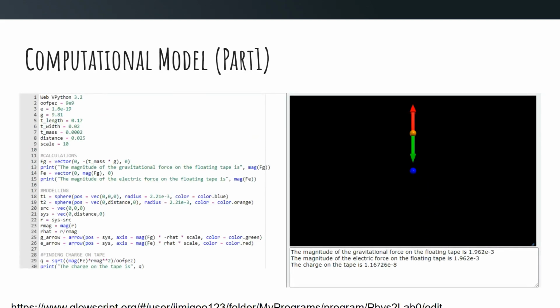So for part one of the computational model, the goal was to calculate the gravitational and the electric force and the charge on the tape. This was done by plugging in known values that were measured and calculated, and then finding the force of gravity, which is found by mass times acceleration due to gravity, and setting that equal to the electric force, as theoretically the two should cancel out since the tape is floating. The bottom part of the code is used to find the charge on each tape, and results are shown on the right.